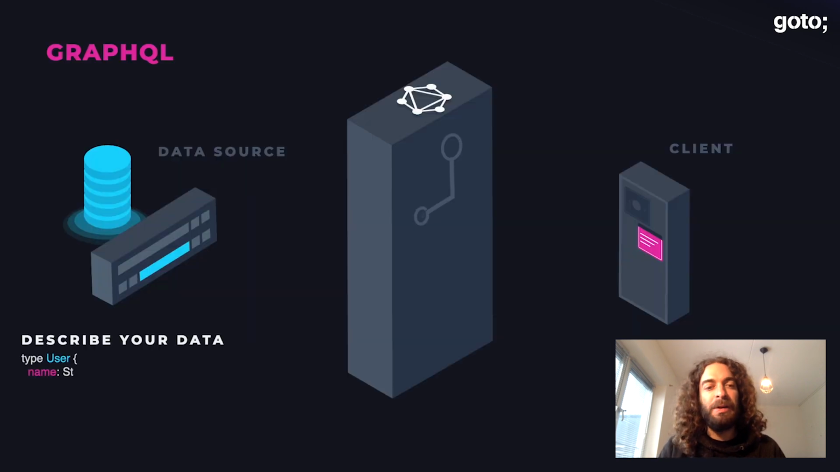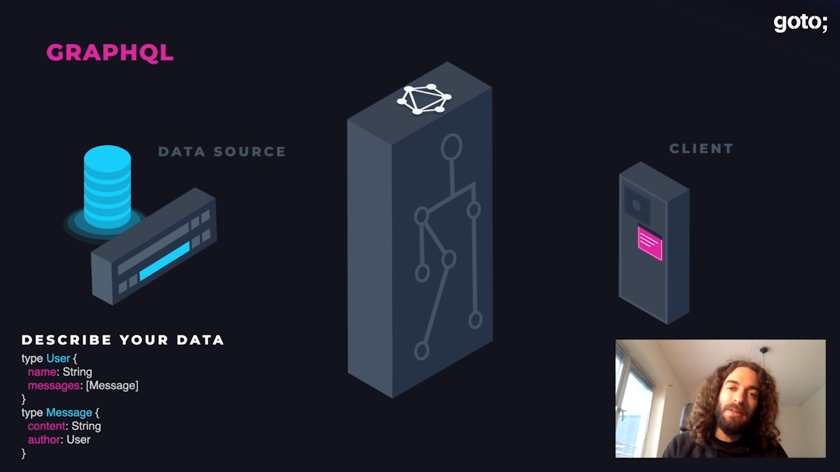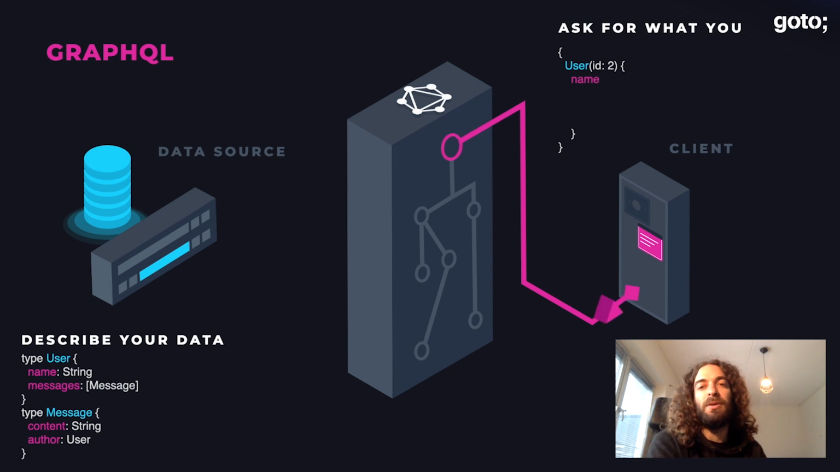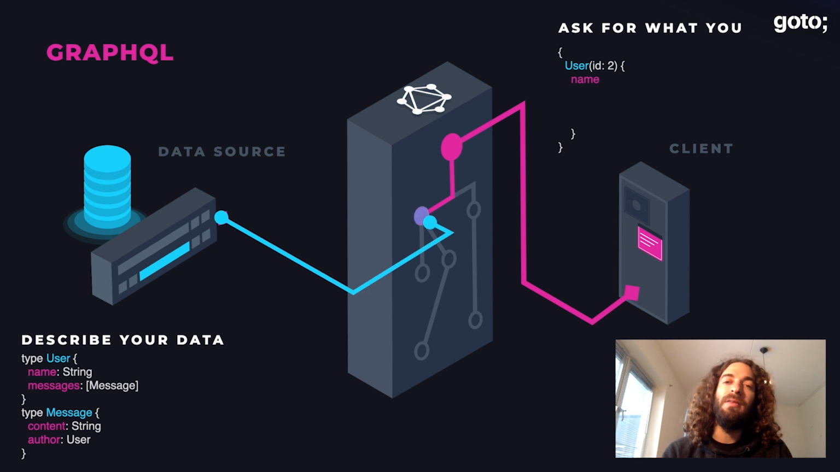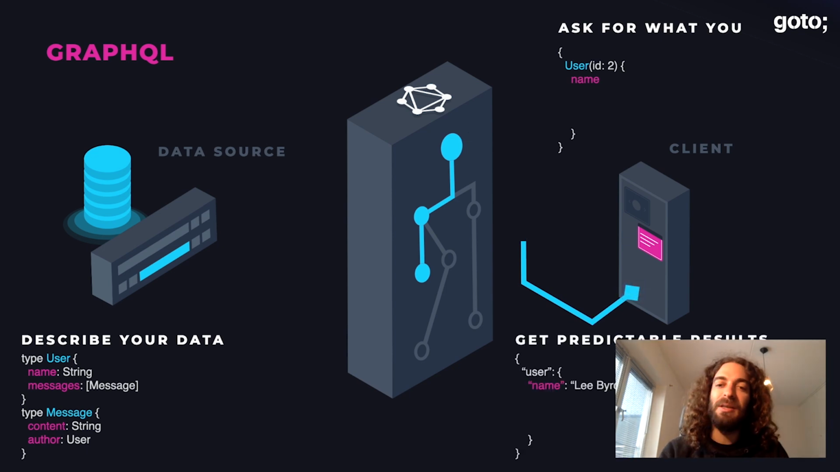Let's see an example. If we describe a schema of a user and a message, we can introduce a new GraphQL engine between our clients and our data sources. Now if our client asks, for example, for a user with ID 2 and the user's name, the client will send one request to the GraphQL engine. The GraphQL engine will fetch the user, extract the user's name, and then send back one response with exactly the result that the client expected.